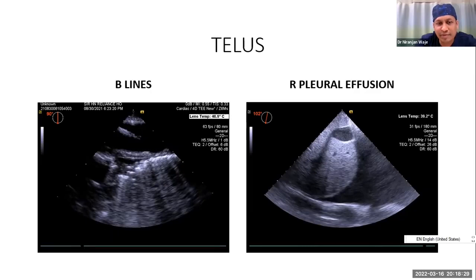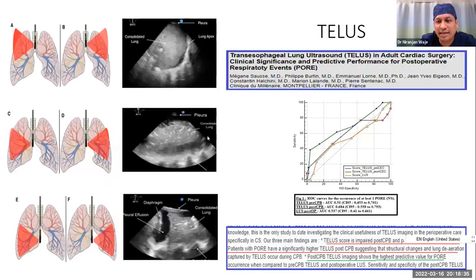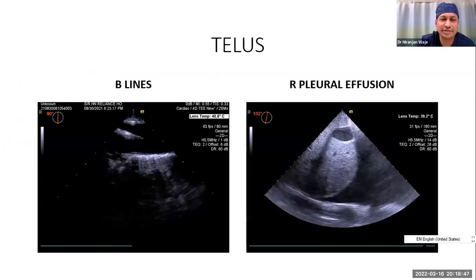That way we come to know whether to give fluids, whether to ventilate, and the PEEP, and that has had a positive impact. This graph shows that transesophageal lung ultrasound-guided administration of PEEP and diuretics has had an improved impact on earlier extubations in the ICU.